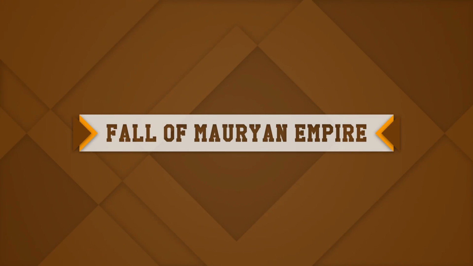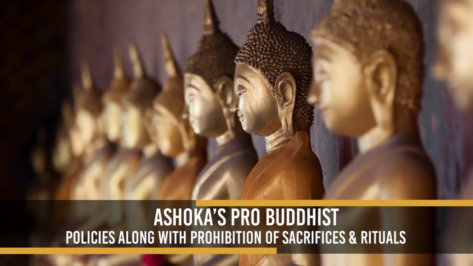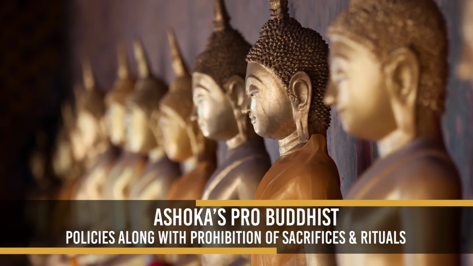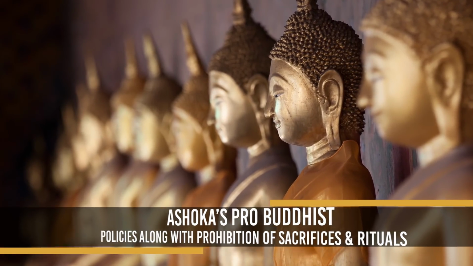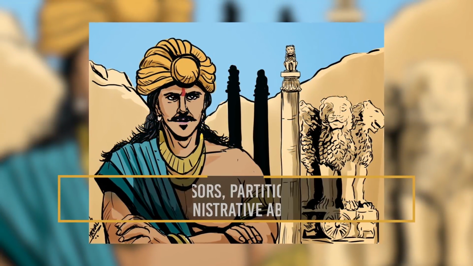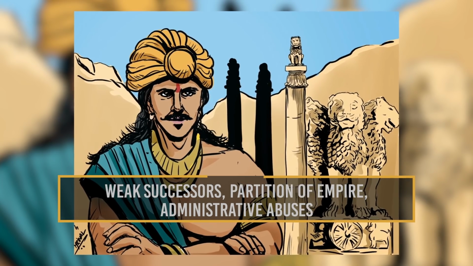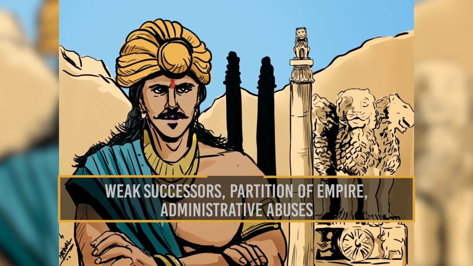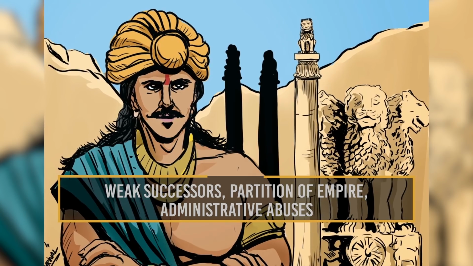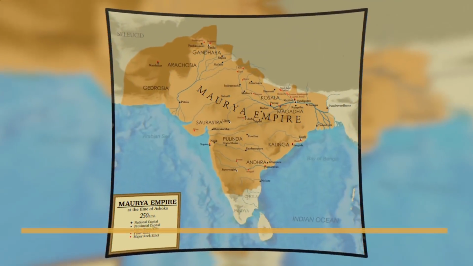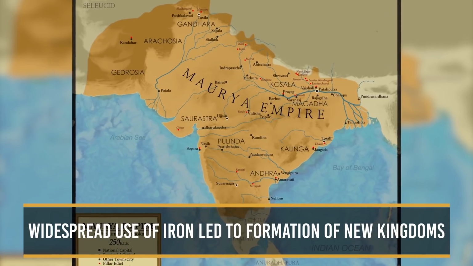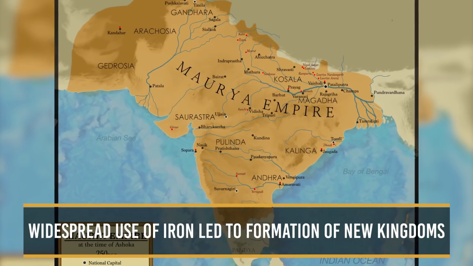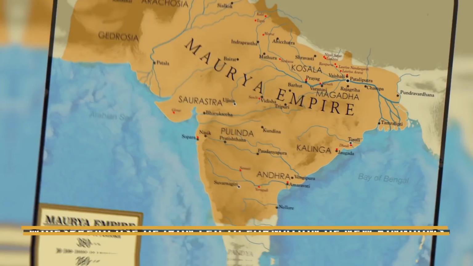Cause of the fall of the Mauryan Empire. Ashoka's pro-Buddhist policies, along with the prohibition of sacrifices and rituals, antagonized the Brahmanas, who brought about a revolution led by Pushyamitra Sunga. Weak successors, partition of the empire, and administrative abuses by the Dushtamatyas after Ashoka's reign led to the fall of the empire. Widespread use of iron led to the formation of new kingdoms, and the neglect of the northwest frontier by the Mauryas also led to their downfall.